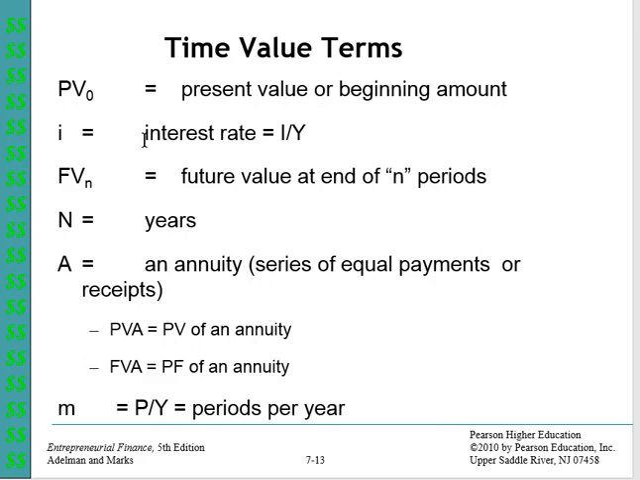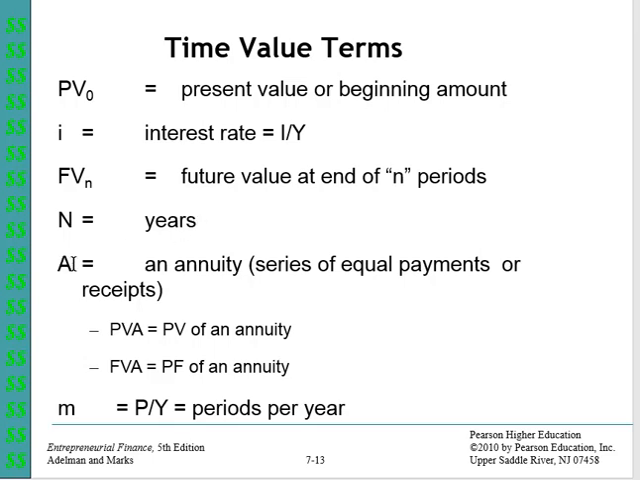I is the interest rate. Frequently you'll see that as I divided by Y, which is interest per year. Future value, subscript N, is the future value sometime in the future at point N. That's N periods. Capital N is the number of years of the investment.